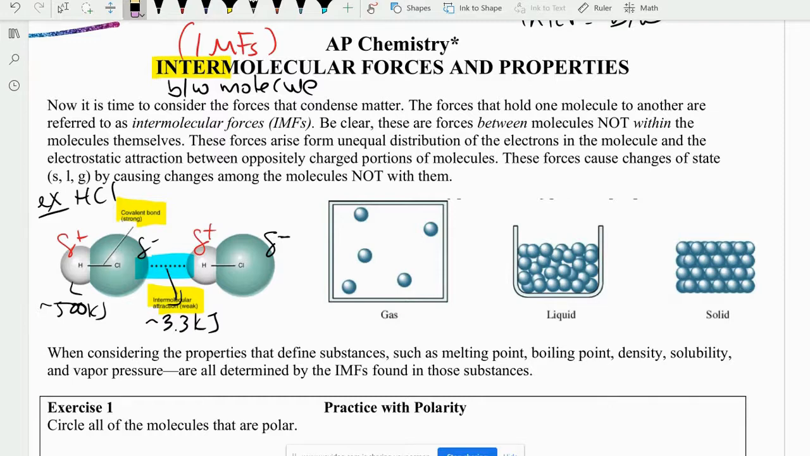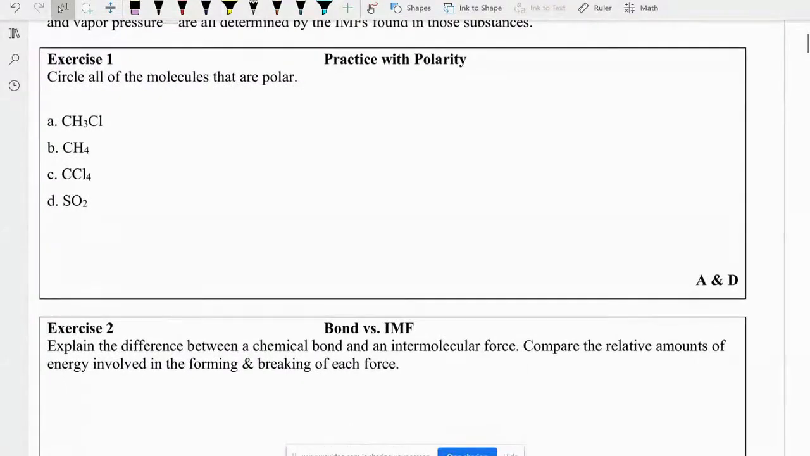Now, before we go any further, let's go ahead and do exercise problems 1 and 2 so we can just get some practice with polarity and allow us to make some clear definitions between a bond versus an intermolecular force. And so let's go ahead and read the question. Exercise 1, circle all of the molecules that are polar. Do you remember how to do this? Remember, you need to know something about electronegativity, and you need to draw the dang Lewis dot structure. When in doubt, always draw the Lewis dot structure.